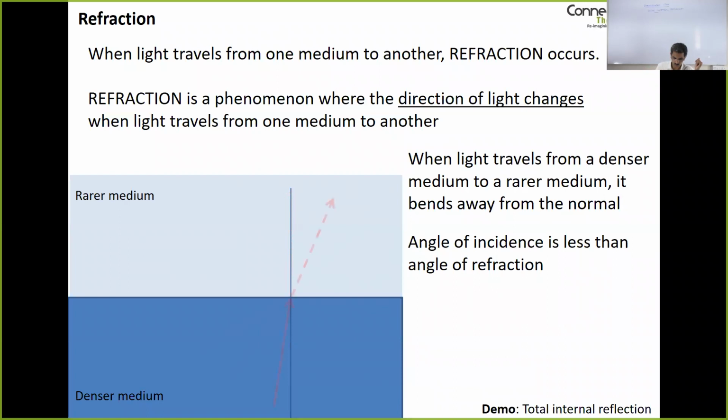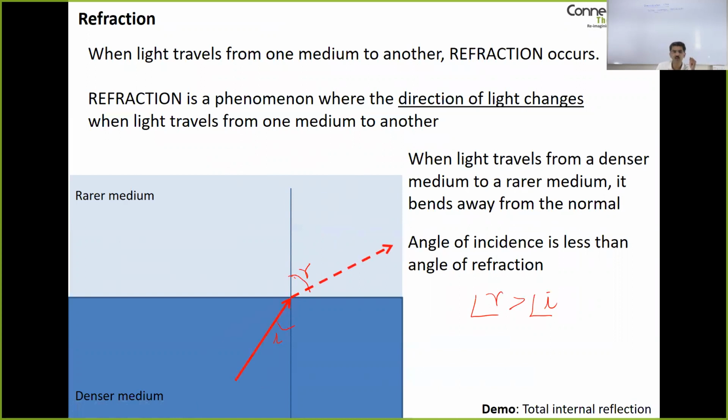And as we continue to increase the angle of incidence, you can see that the refracted ray is bending away from the normal. In all of these examples, this is the angle of incidence and this is the angle of refraction. And in each of these cases, R is greater than I. The angle of refraction is greater than the angle of incidence.